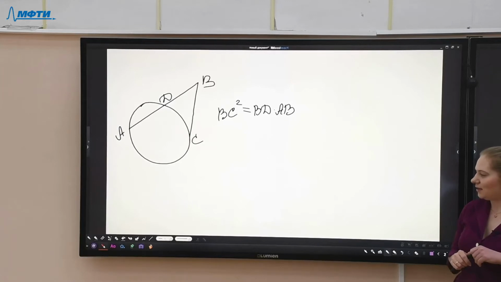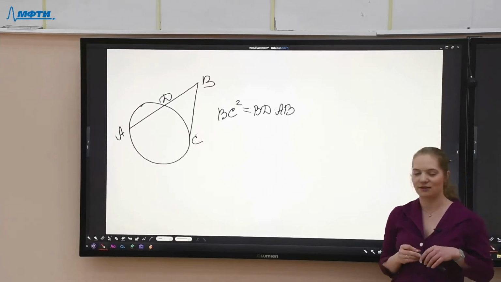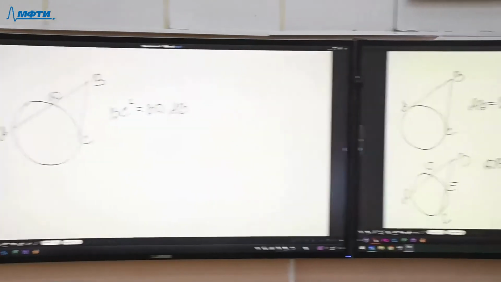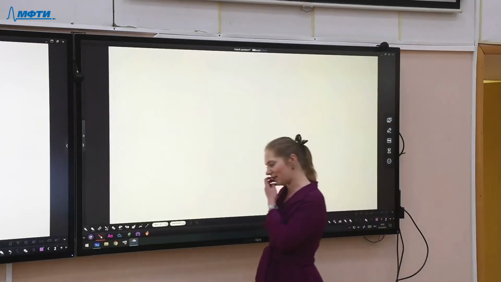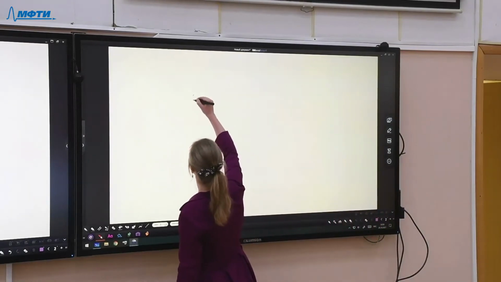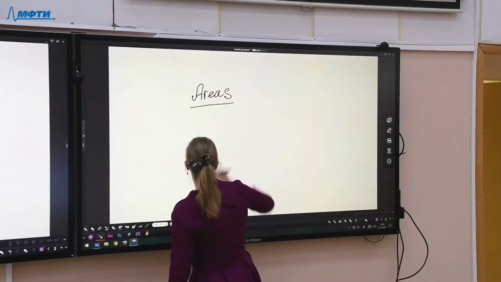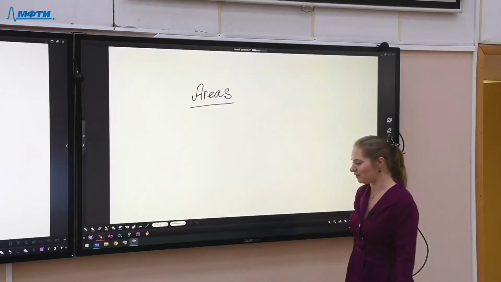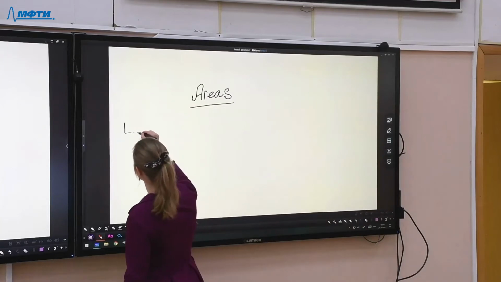Okay, so I think that we discussed all properties of circles. You need to solve the homework, and we can move to the next topic, the areas of plane figures. What is it? First of all, we need to introduce a new concept. It is a square unit.